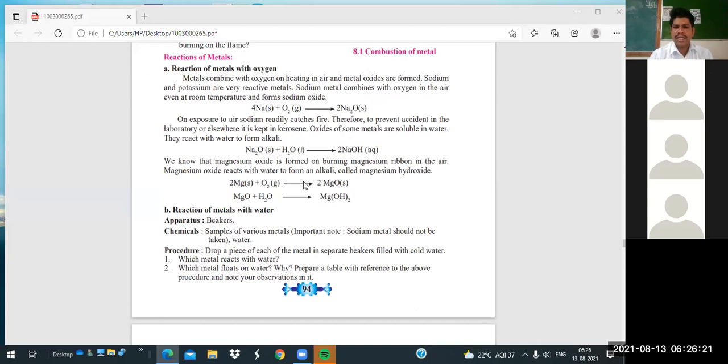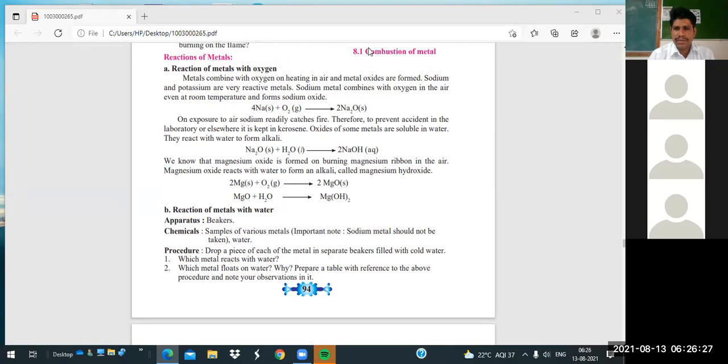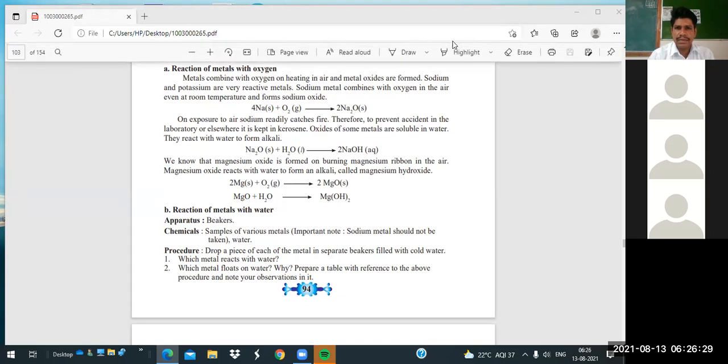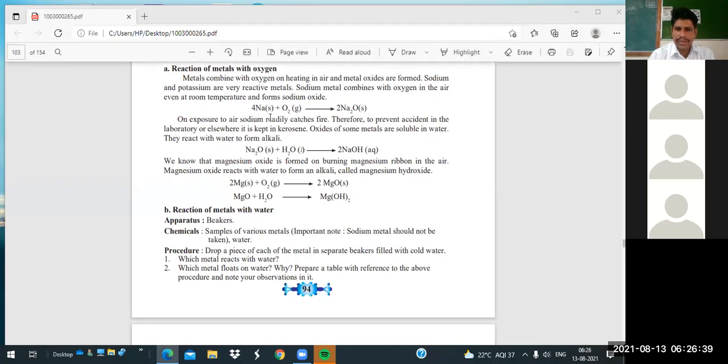समजतंय का? का नाही समजते? समजतंय सगळ्यांना काय चाललंय ते? Yes, sir. Okay. Yes, sir.